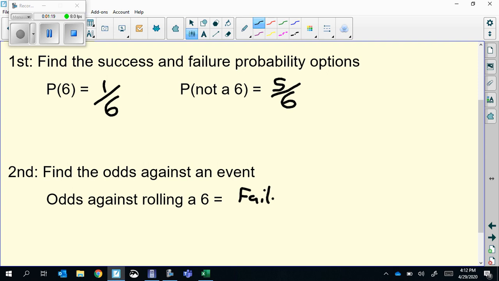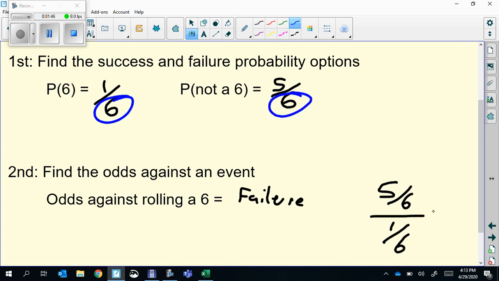So failure would be not getting a 6 over getting a 6. So not getting a 6 would be 5 out of 6. I'll give you a little shortcut here in a second. Over 1 over 6. Now since these are both over 6, anytime these denominators match, you can just skip right over them. You don't need them at all. So it's 5 to 1 odds against getting a 6. I should have written over success here.